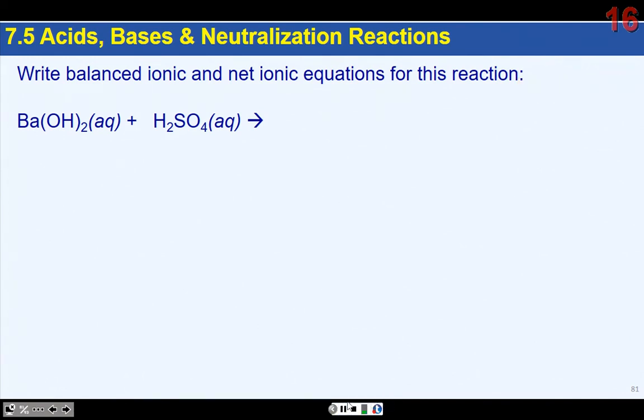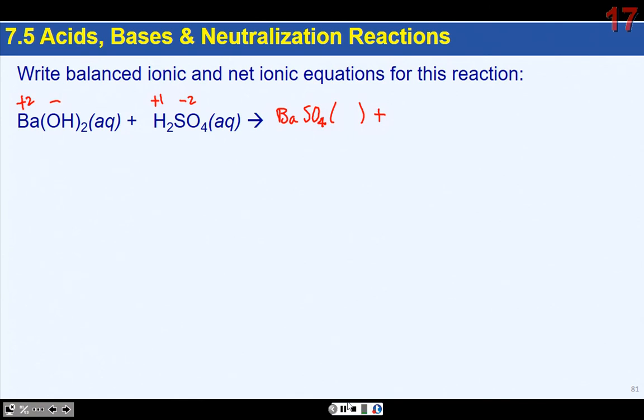Okay, so let's write the balanced ionic and net ionic equations for this reaction. First, we have to predict the products. So swapping the cation and anion, remember barium's +2, hydroxide's -1. Hydrogen, think of it as +1, sulfate's -2. So barium is going to combine with sulfate, 1 and 1. You've got to think about phases. And then the other product, oh, it's hydrogen with hydroxide.